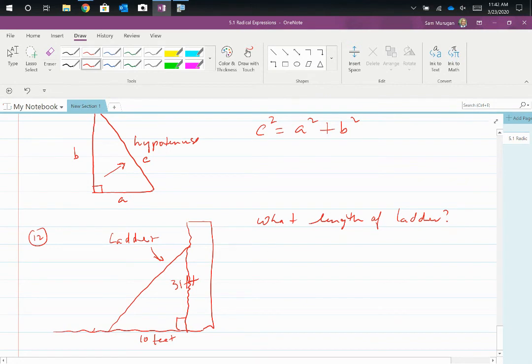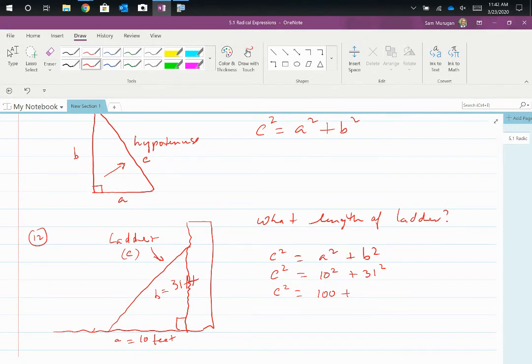So we would use the Pythagorean theorem here. Here C is the hypotenuse, so the ladder length is C. A is the short side and B is the long side. So C squared is equal to A squared plus B squared. So C squared is equal to 10 squared plus 31 squared. So C squared is equal to 100 plus 31 squared, which from my calculator gives 961. So C squared is equal to 1061.